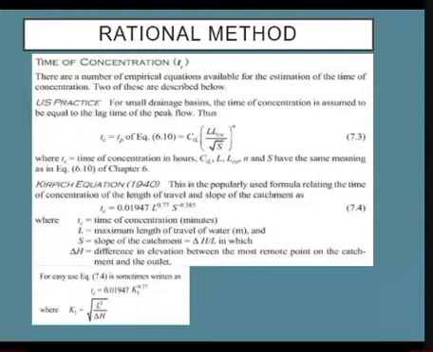L is the maximum length of travel of water in meters, and slope of the catchment S equals H over L, in which H equals the difference in elevation between the most remote point on the catchment and the outlet. Equation 7.4 is sometimes written as Tc equals 0.01947 K raised to 0.77, where K equals square root of L over H.